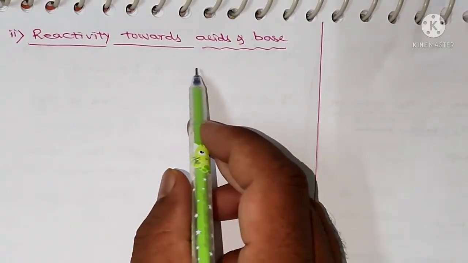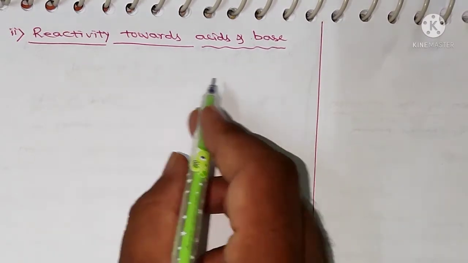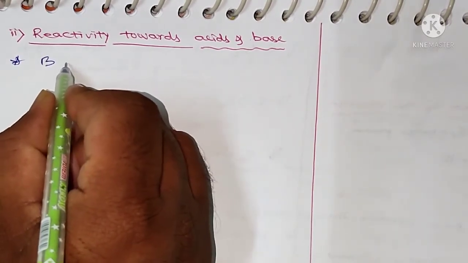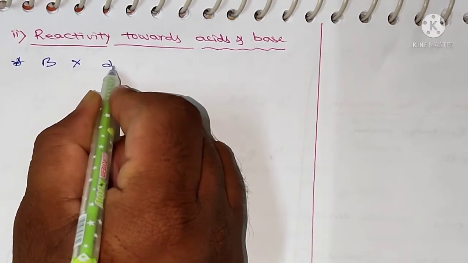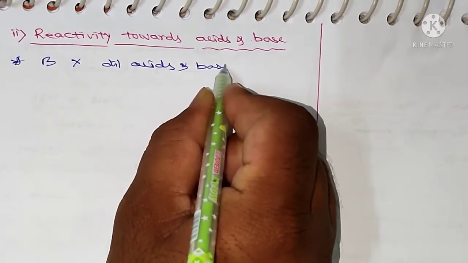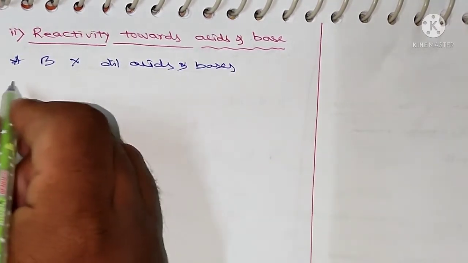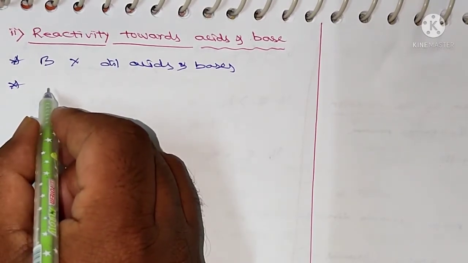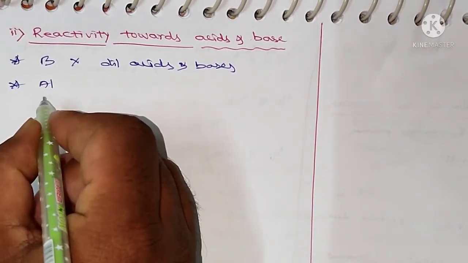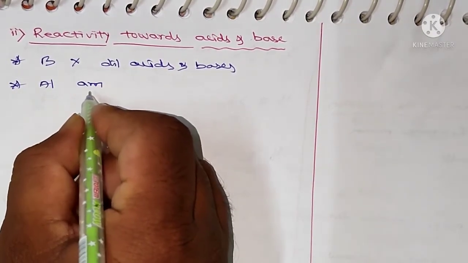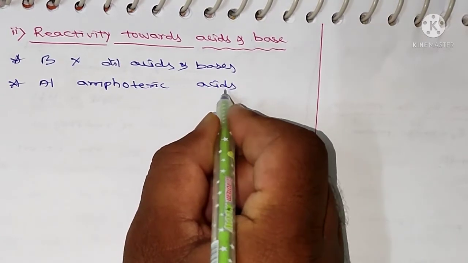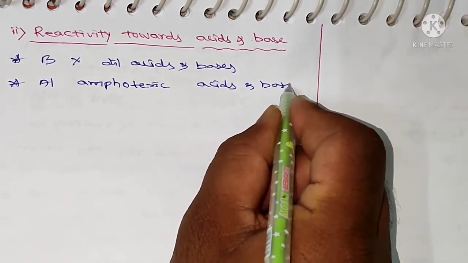Next, reactivity towards acids and bases. Boron does not react with dilute acids and bases. Aluminium shows amphoteric nature, and it reacts with mineral acids and bases, meaning it reacts with acids and bases.